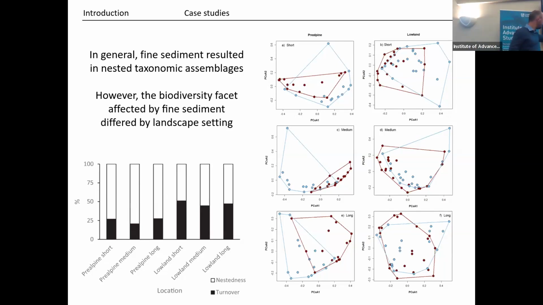In particular, in alpine streams, the compositional differences were mostly due to the nested scenario. It means that the macroinvertebrate communities associated with a clogged substrate were a small and less diverse subset of the macroinvertebrate communities of clean substrate. By contrast, in the lowland UK rivers, both the nestedness and also the turnover, that is the species replacement, contributed to the compositional differences observed between clean and clogged substrates. So we also found some differences in the mechanisms that drive the response of macroinvertebrates to fine sediment conditions between alpine and UK rivers.